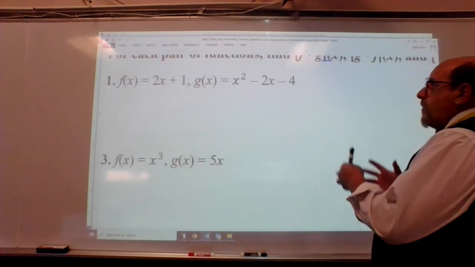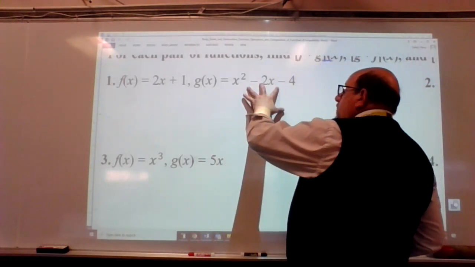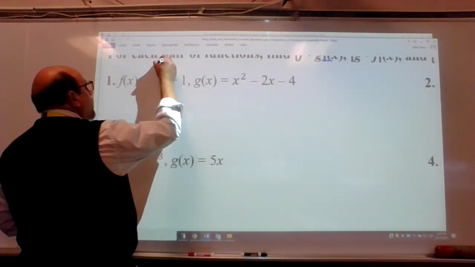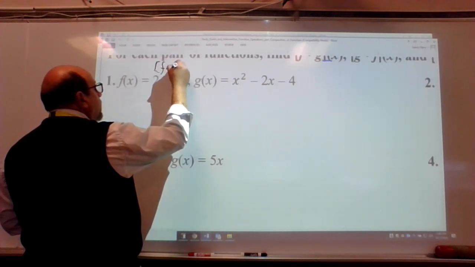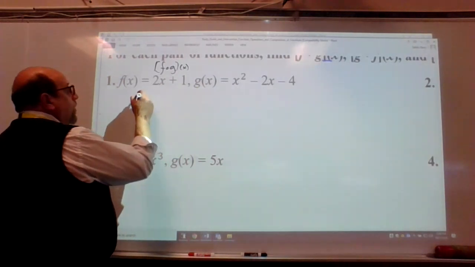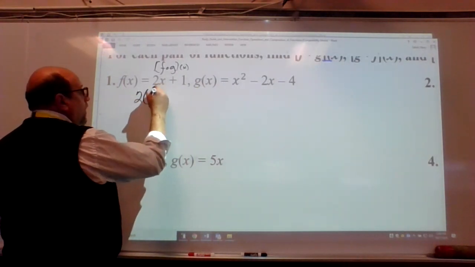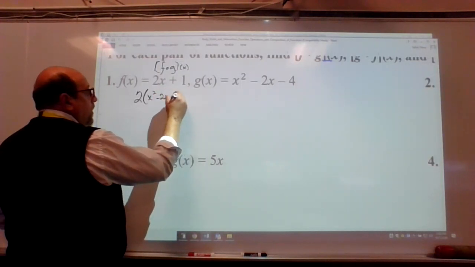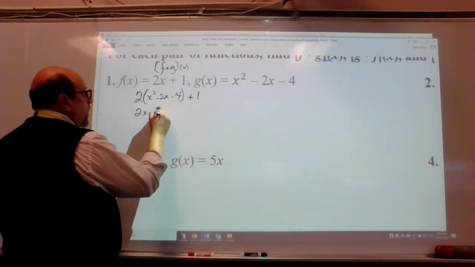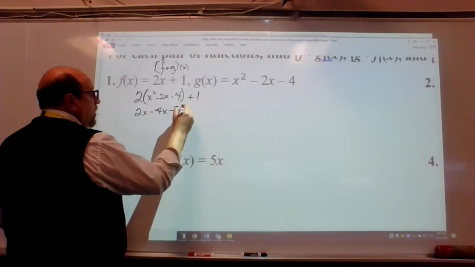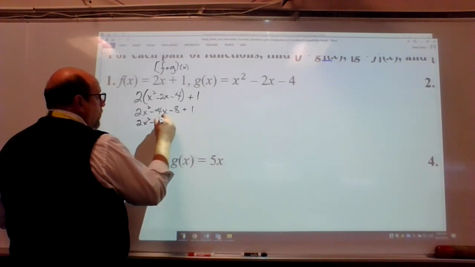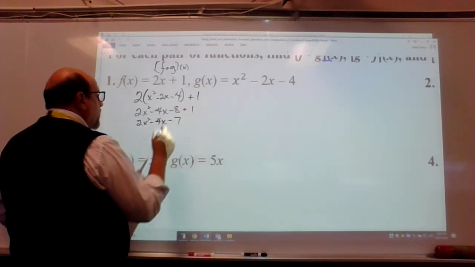And then now I can do some work with it. We want to see f composite g. And all that means is put this in wherever you see an x. Right? So f composite g of x, and here we go. So we have 2x squared minus 2x minus 4 plus 1. And all we do is distribute. We have 2x squared minus 4x minus 8 plus 1, which is 2x squared minus 4x minus 7 when we put our 1 and our 8 together, and we're finished.